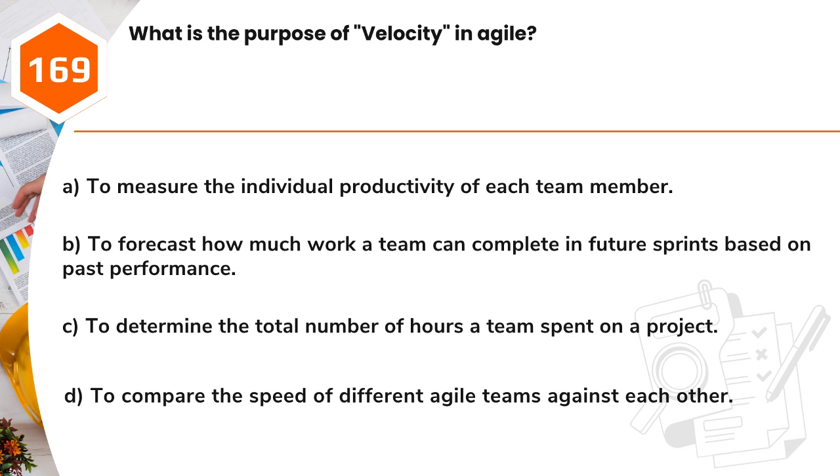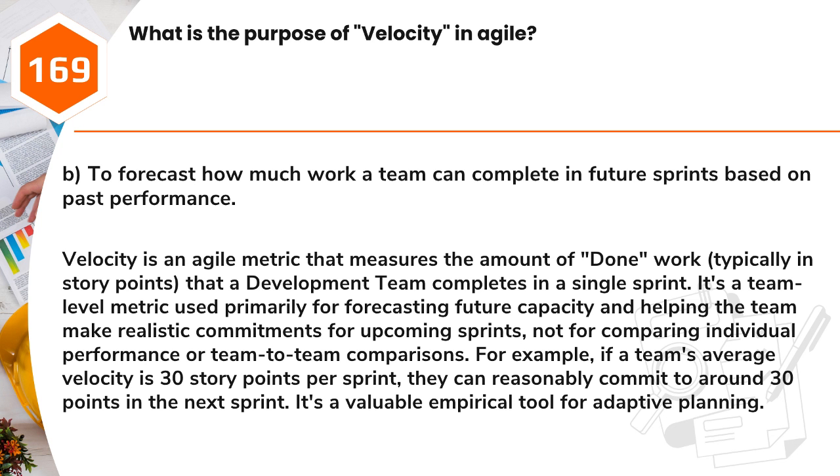Question 169. What is the purpose of velocity in Agile? A. To measure the individual productivity of each team member. B. To forecast how much work a team can complete in future sprints based on past performance. C. To determine the total number of hours a team spent on a project. D. To compare the speed of different Agile teams against each other. Answer: B. To forecast how much work a team can complete in future sprints based on past performance.